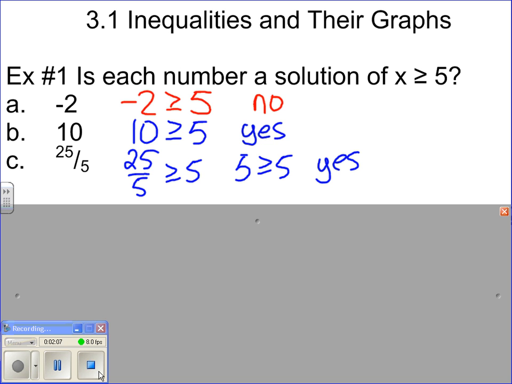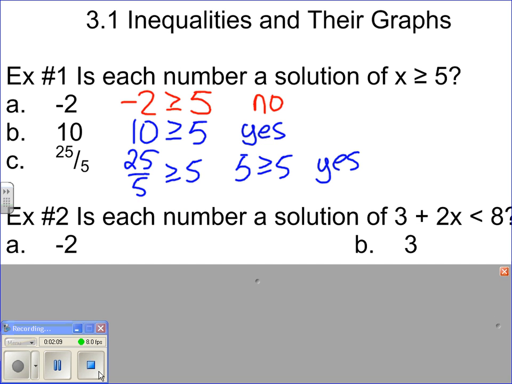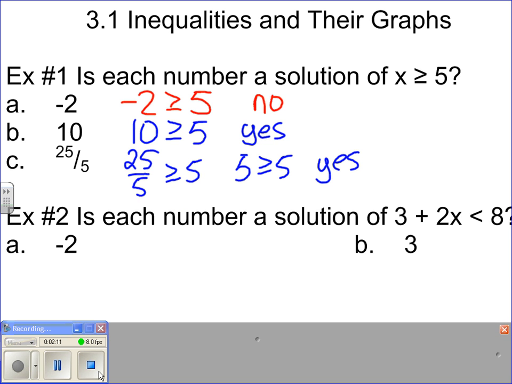All right, we're going to move on to example 2. Slightly bigger. We have 3 plus 2x is less than 8. I want to know if -2 is a solution to this problem and if 3 is a solution to this problem.